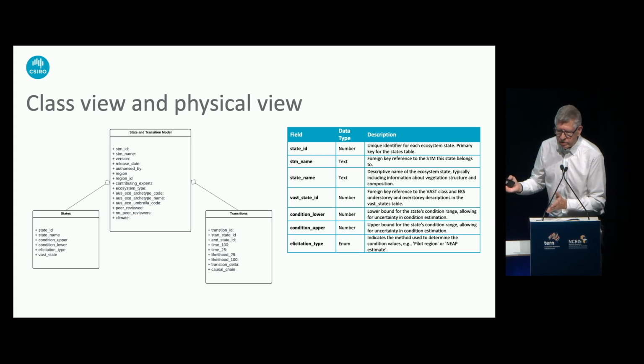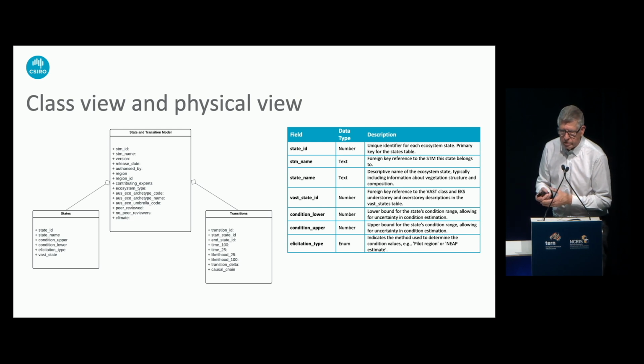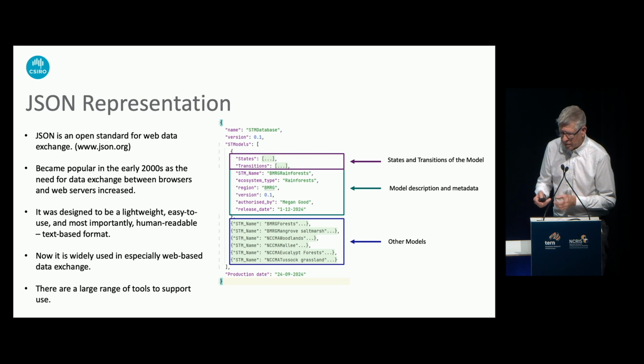Moving down from the conceptual view, there's a logical and a physical view of the data model. This is just illustrative. We don't expect you to read it, but you can see for the model itself, the metadata, and within the states and transition elements, the sorts of things that are included in the model. On the right-hand side, the physical view is an implementation view for a database that describes not only the elements, but the data types, and provides a description of those as well.